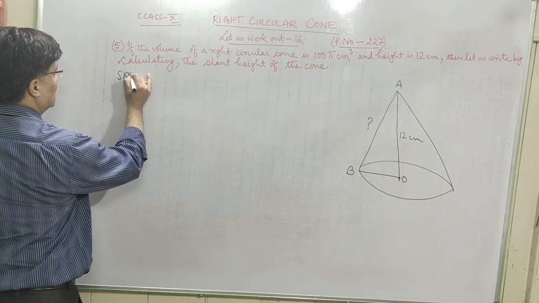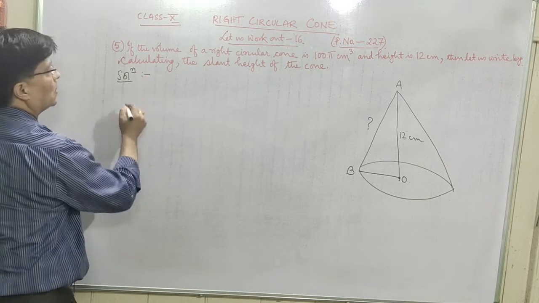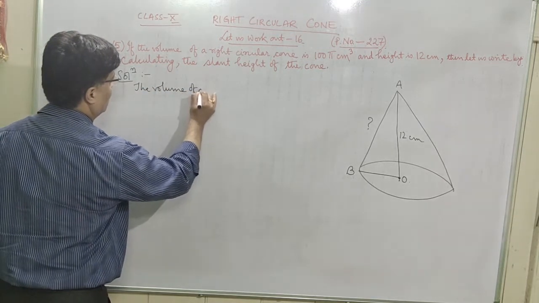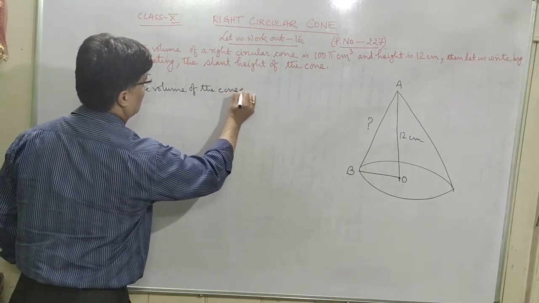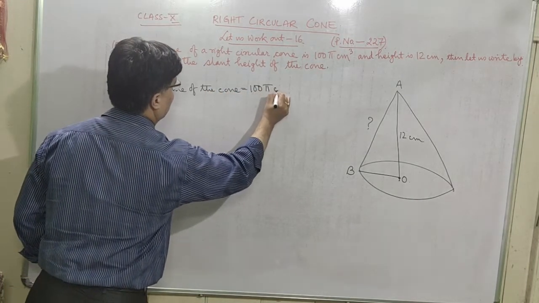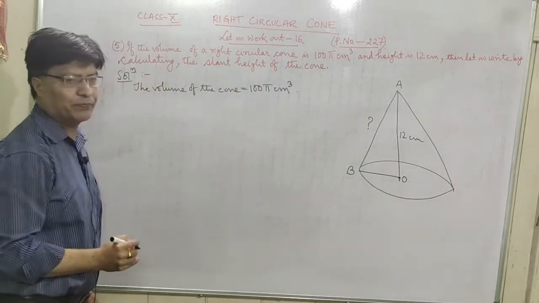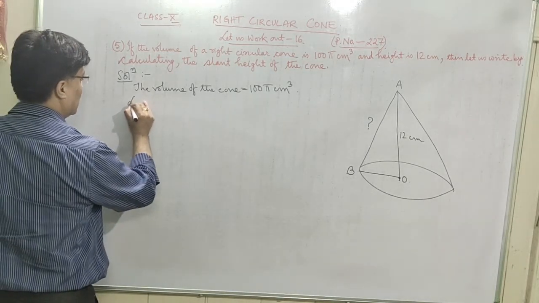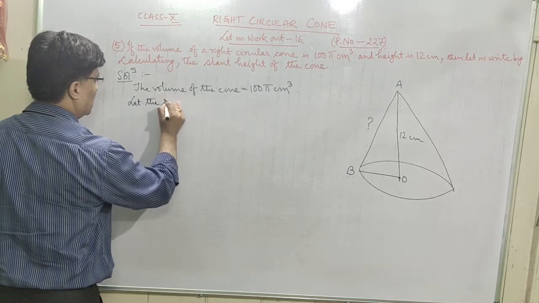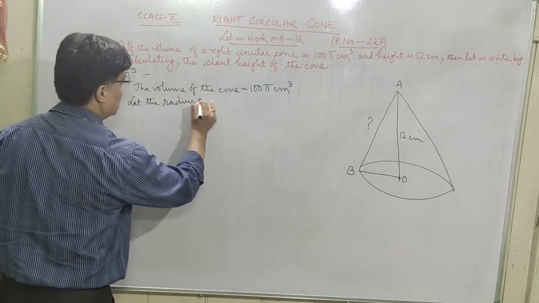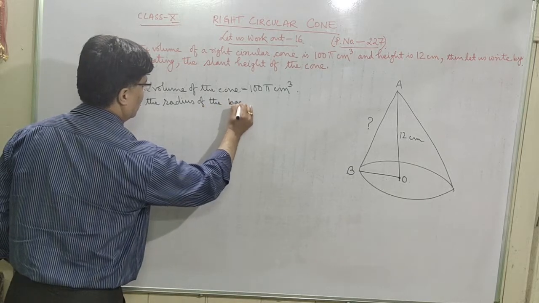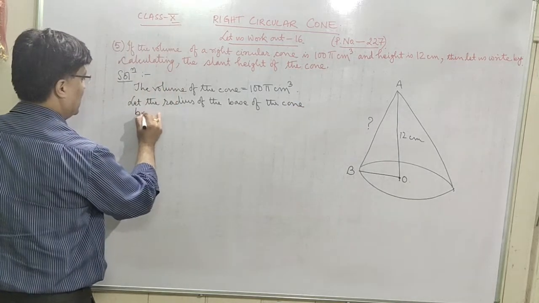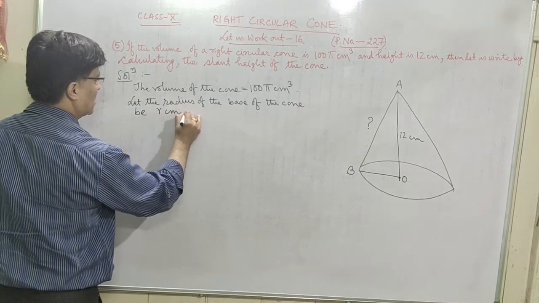So the solution is, it is given the volume of the cone. The volume of the cone is equal to 100 pi centimeter cube. So here the radius of the base of the cone is unknown. Let us assume it. Let the radius of the base of the cone be, what is it? It is r centimeter.